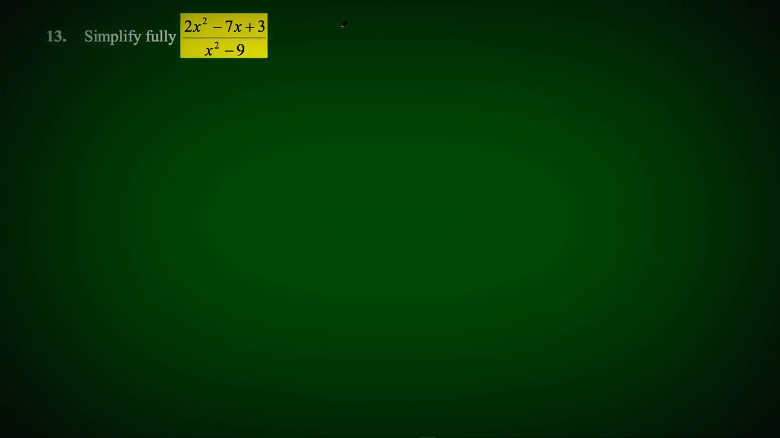Question 13, simplify this algebraic fraction fully. Always with these, factorize first. That's always the rule with algebraic fractions, because if you don't factorize first, you'll just get yourself into very complicated situations. In this case, it's pretty much the only thing you can do is factorize anyway. So first of all, I've got to deal with this numerator. But actually, before I do that, I'm going to look at the denominator. I've got to factorize this.